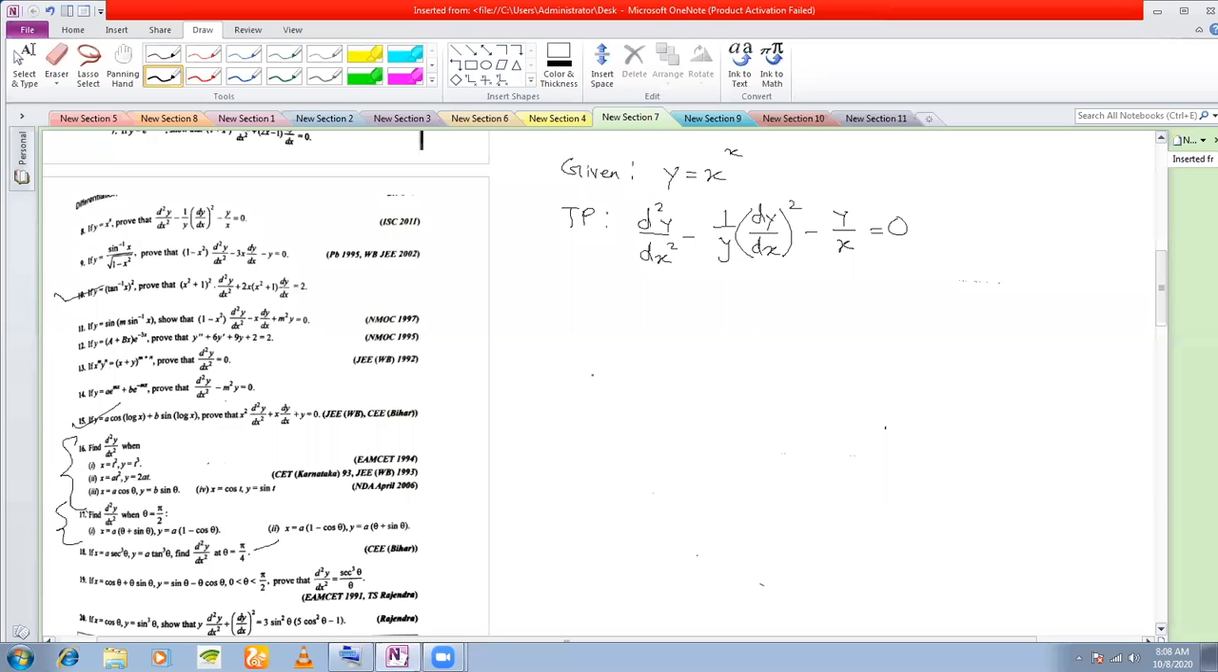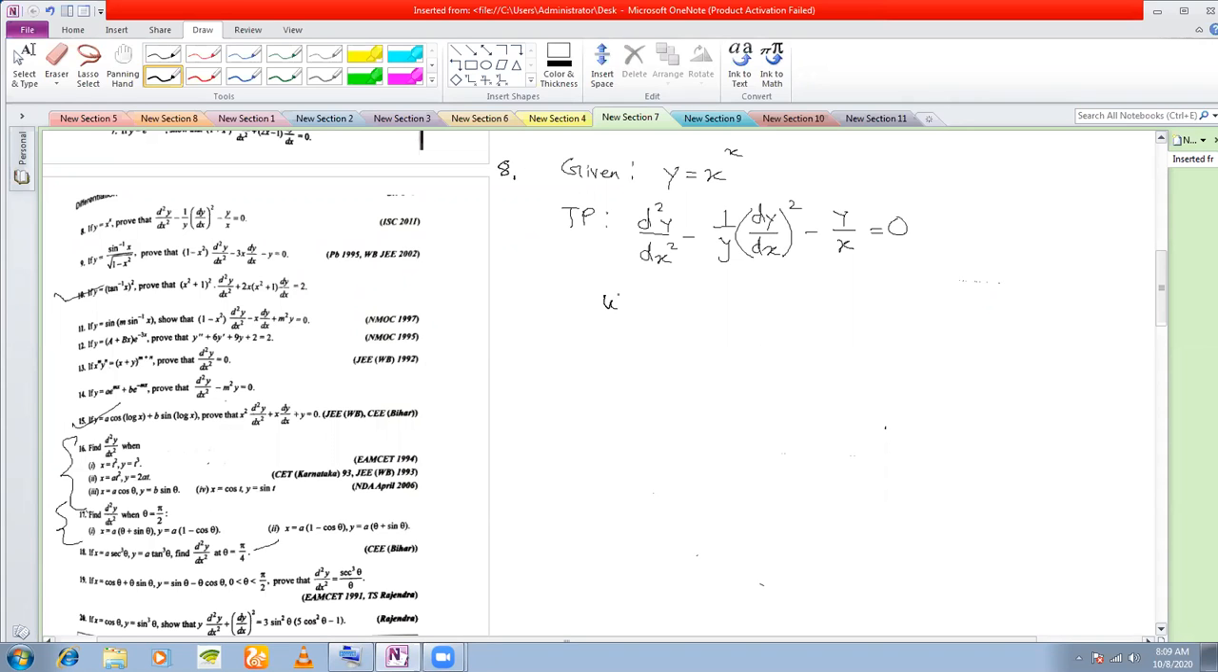So your sum here is number 8. Given y is equal to x to the power of x, you need to prove that d2y/dx2 minus 1 by y (dy/dx) whole square minus y by x is equal to 0. So our first duty is to find out dy/dx.